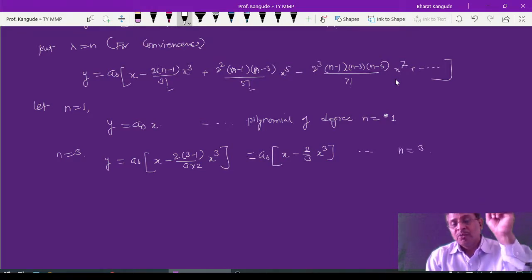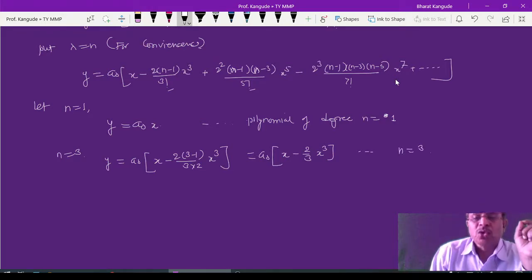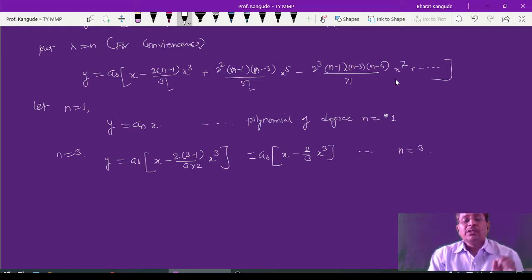So that is how we obtain n equal to 0, n equal to 2, n equal to 1, and n equal to 3. The first two are even polynomials, these two are odd degree polynomials, n equal to 1 and n equal to 3. Now here also we will see that in all these equations, this a0 is arbitrary.